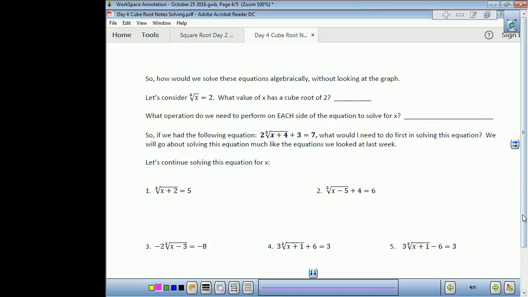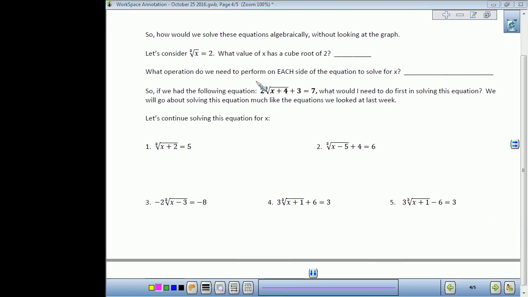Alright, now at the bottom we talked about algebraically. So first let's consider the cubed root of x equals 2. What value of x has a cubed root of 2? What number can I take the cubed root of? 8. Okay, so if we were solving this, what would we do to both sides to get 8? Cube.